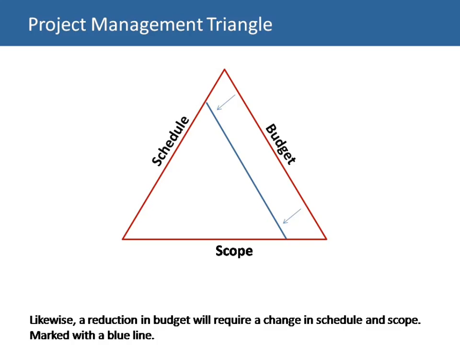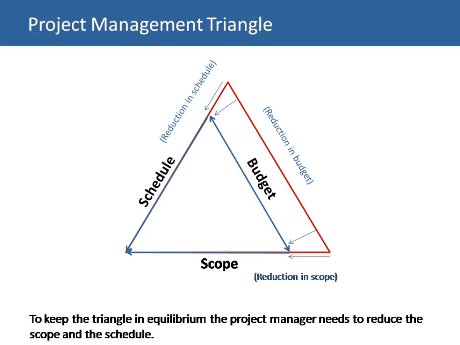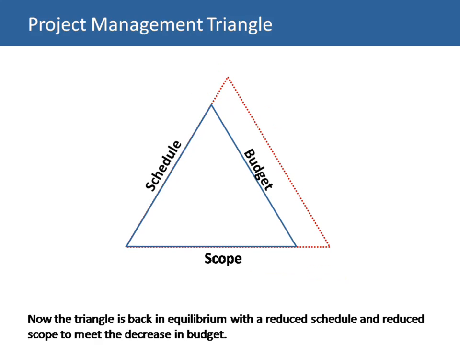Likewise, a reduction in the budget will require a change in the schedule and the scope. These are marked with a blue line. So we have a reduction in our budget. It will have an impact on my scope and on my schedule. To keep the triangle in equilibrium, the project manager needs to reduce the scope and the schedule. So there will be a reduction in the scope and a reduction in the schedule.